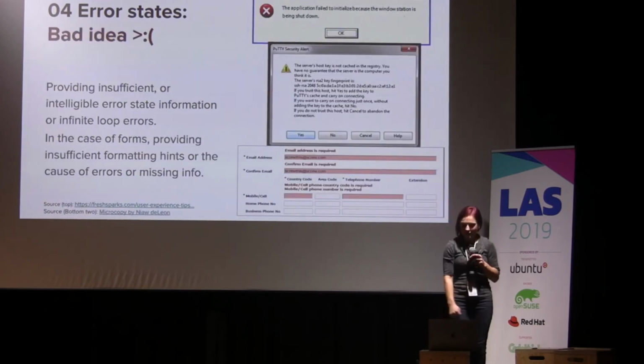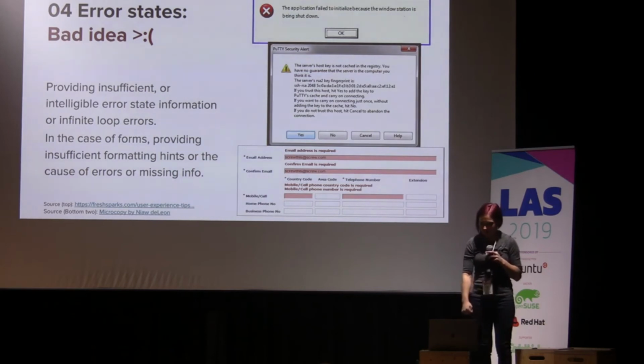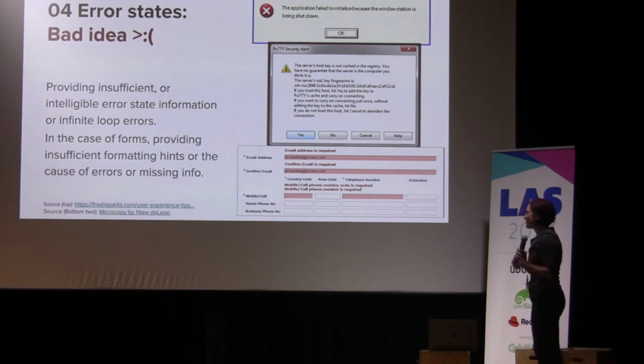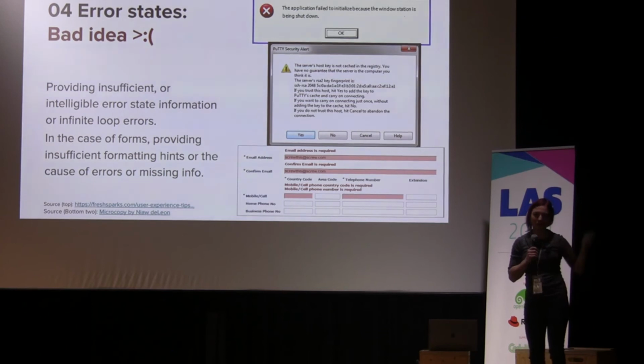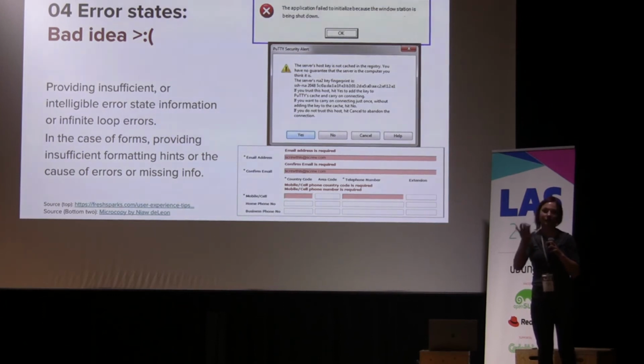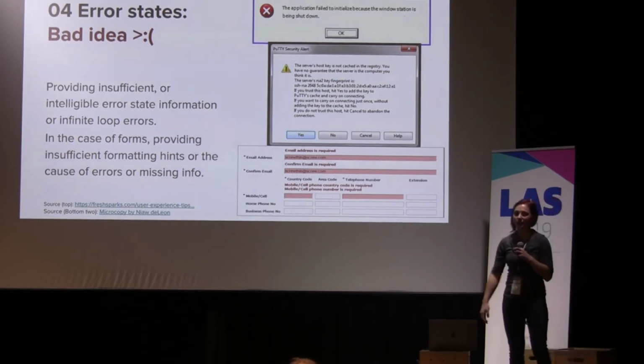Bad ideas for error states. I mean, there's as many bad ideas as there are errors, and I'm sure we're all very familiar with them. But I think among the top of them are providing insufficient or unintelligible error state information that puts you into infinite loops of sadness. In the case of forms, providing insufficient formatting hints that cause errors or missing info. So, if you need to type in your phone number and they want it just so, but there are no formatting hints to help you along, and you just sit there having errors over and over again trying to fill in a form.